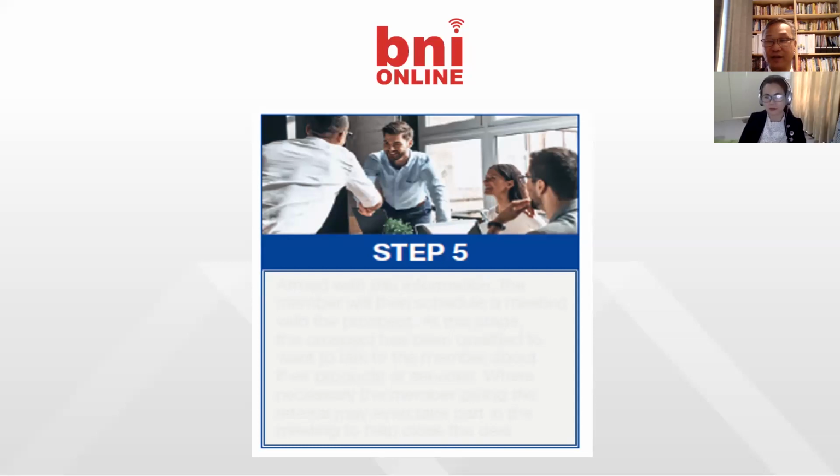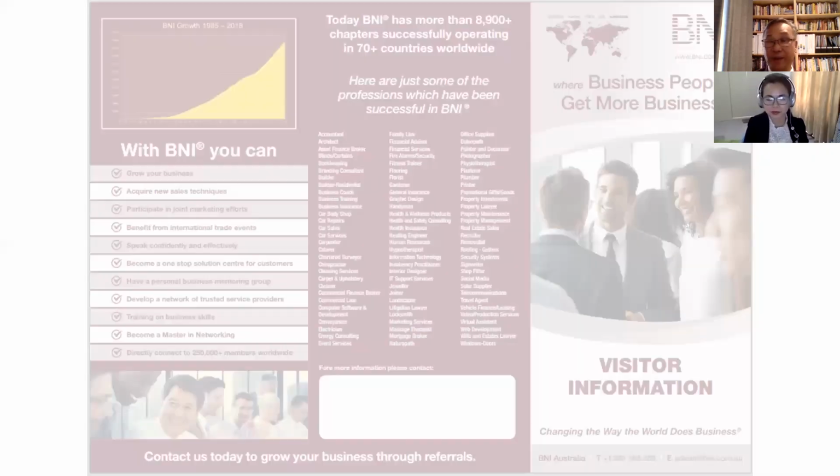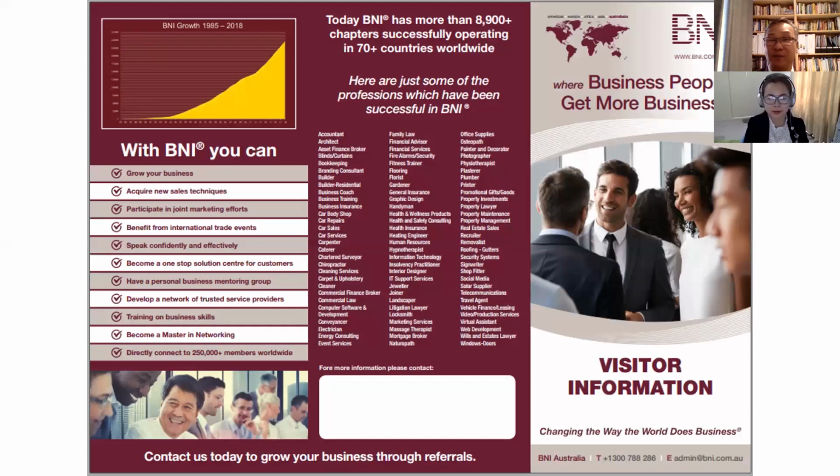So is that good, Ruby? These are the 5 systematic steps that we do to make sure that everybody in this group gets business. Now I'm just going to move to the back of the visitor information brochure. Again, I'm just going to zoom in on the various areas and explain a little bit more.